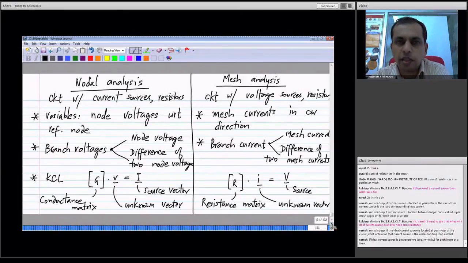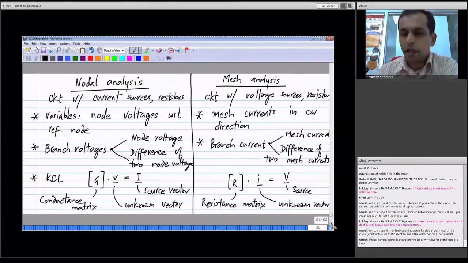And also the matrix elements can be written down by inspection in case of nodal analysis by looking at conductances at each node or conductances between different nodes. And in case of mesh analysis, the total resistance in each mesh or the resistances common to two meshes. Any questions so far?